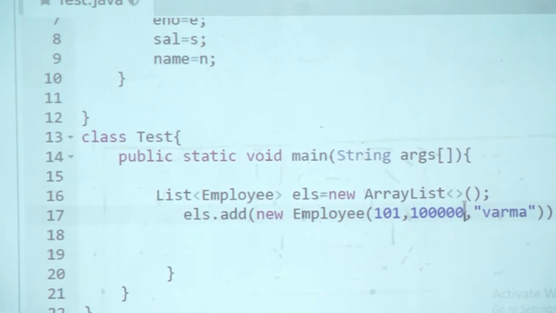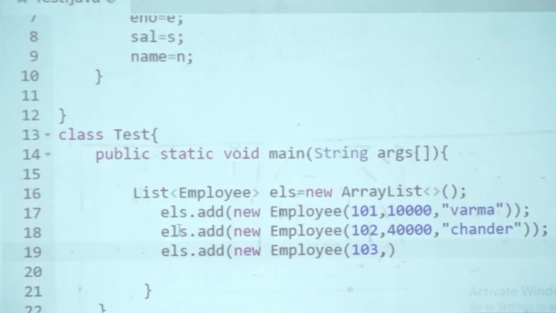Okay, now add one more. I'll add actually 2 or 3 more. ELS.add new employee. We are adding 3 employees. I think 3 should be enough to play with. Is that okay? So we have added 3 employees to the ELS. Now just observe what methods will work, what methods will not work.